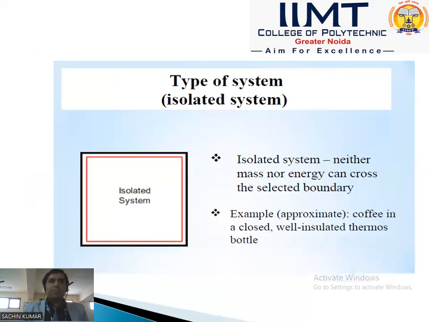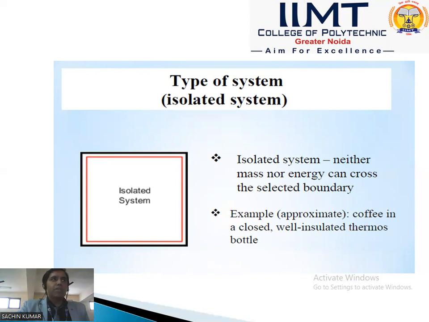After that, we discuss the types of system. Which systems can we use in thermodynamics? First is the isolated system. Isolated means neither mass transfer nor energy transfer between system and surrounding. There is no transfer of mass or energy. Examples are coffee in a closed, well insulated thermos bottle.